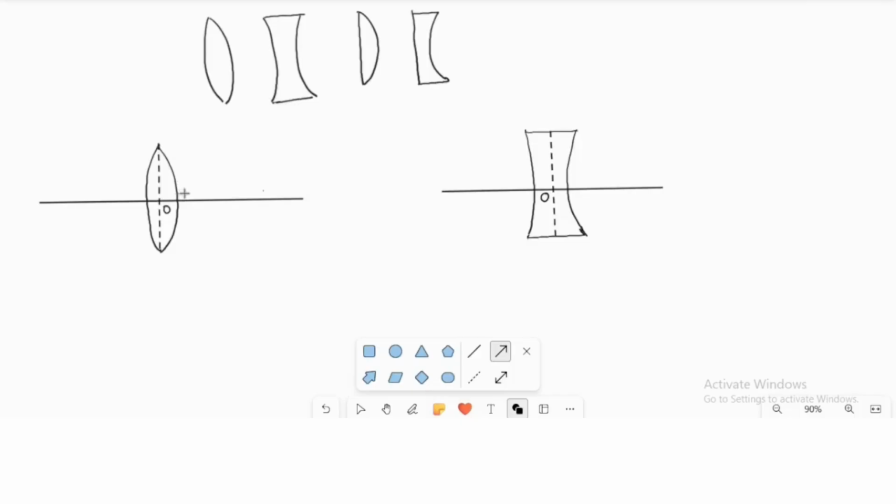I will talk about the sign convention and lens formula. The object is placed here, for both convex and concave lens. The light is incident in this direction.